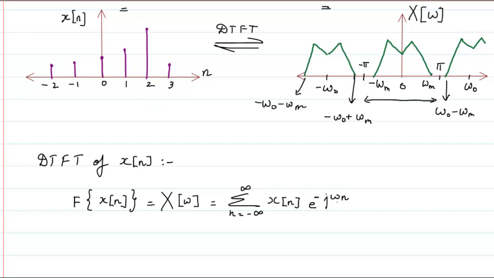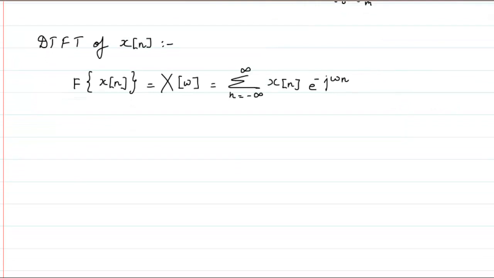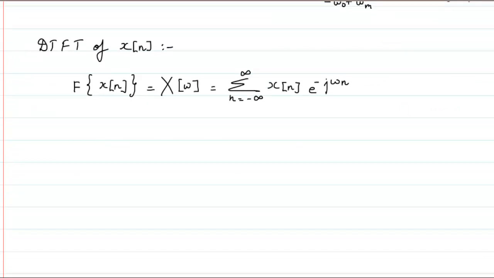Remember, this is not omega naught. See, in DTFS we were doing e raised to power minus j k omega naught n. Now basically this j k omega naught has just become omega. That's the only thing. And the 1 by N naught that we had here has vanished. So it is similar to DTFS, but basically it has got reduced to this form. How? That is something that I will discuss later. But anyway, this is the DTFT equation. Similarly, there is an inverse DTFT.